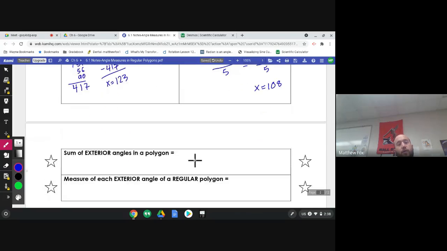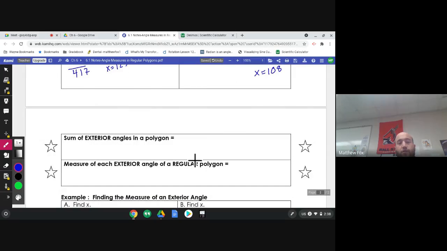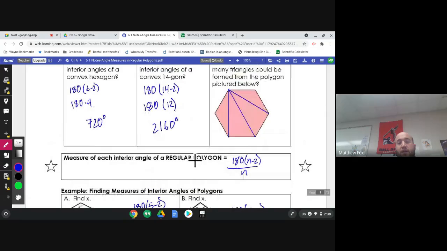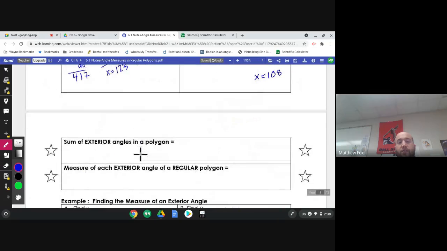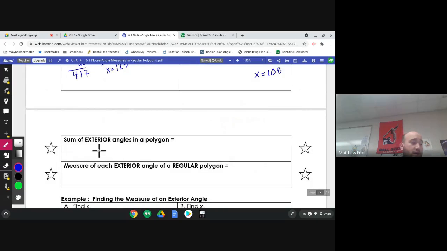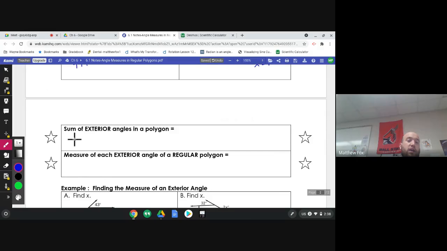So a couple more things we need to talk about. So these were interior angles, meaning inside of a polygon. Exterior angle, think the exit. This is on the outside of a polygon. And the sum of the exterior angles in a polygon will always total up to 360. Okay. If we think about why, we know that one rotation around a circle is 360.